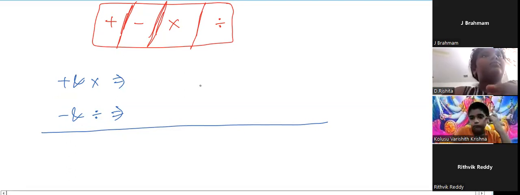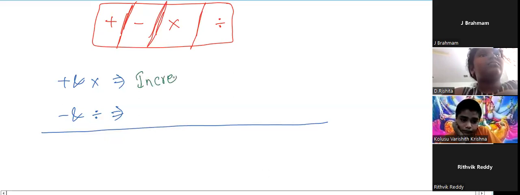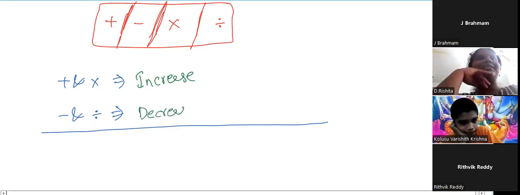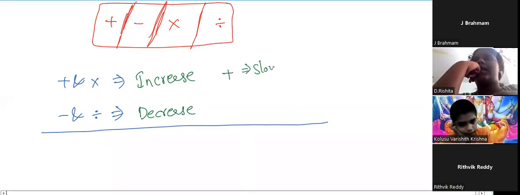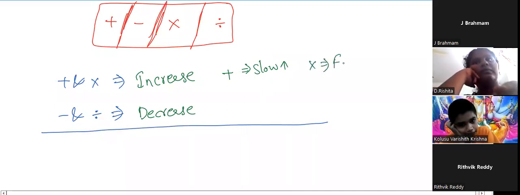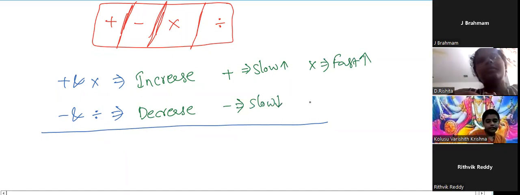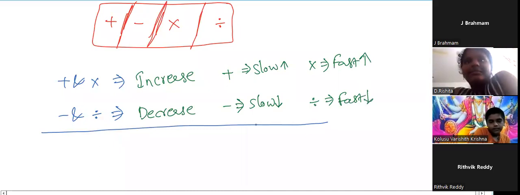See here, plus and into refer to increase. Minus and division refer to decrease. Yes, decrease. So plus is slow increase. Into is fast increase. Minus is slow decrease. And divided by is fast decrease.